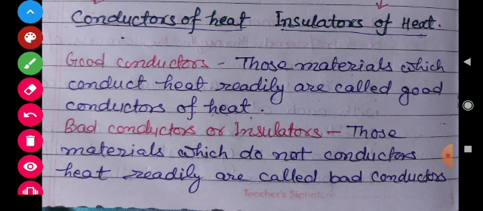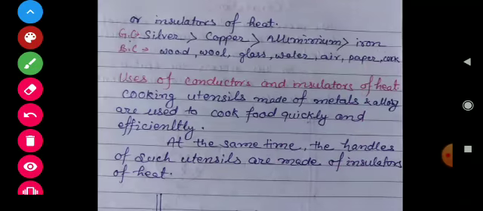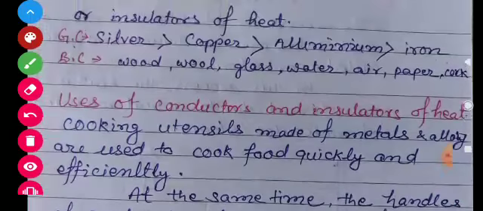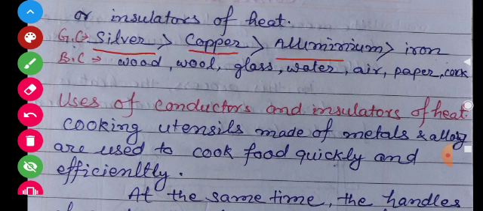After this, the students will discuss some examples of good conductors of heat and bad conductors of heat. You can see the examples of good conductors of heat are silver, copper, aluminum, iron, whereas bad conductors are wood, wool, glass, water, air, paper, cork. They are bad conductors of heat.